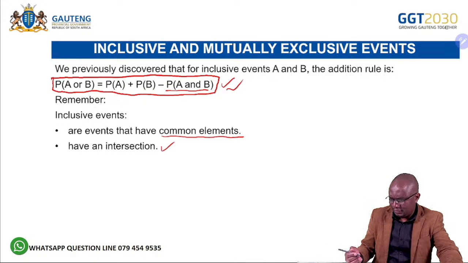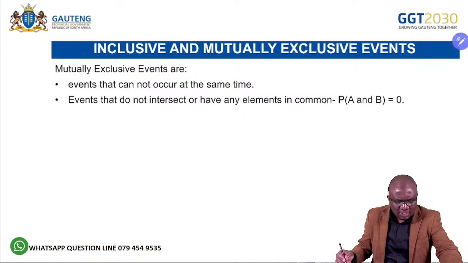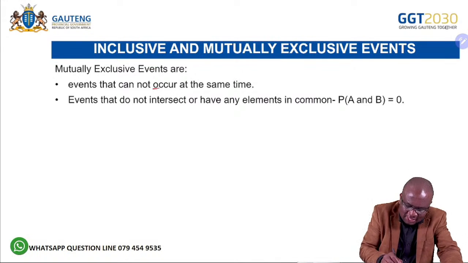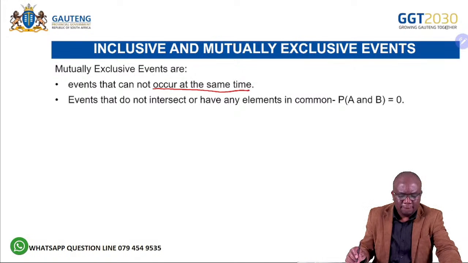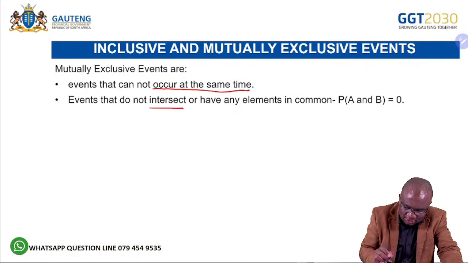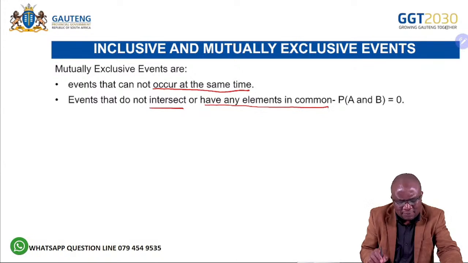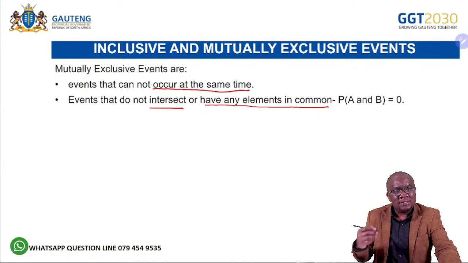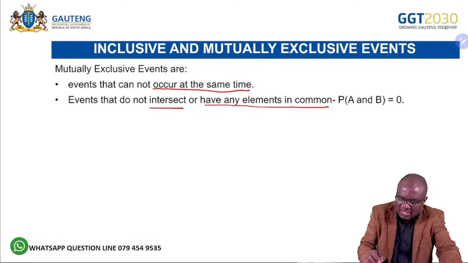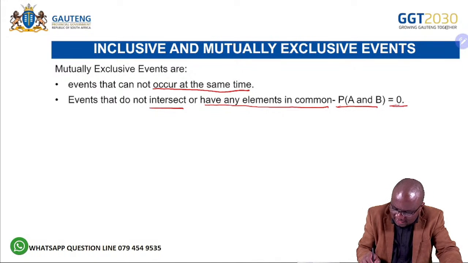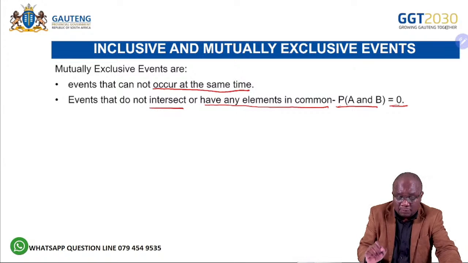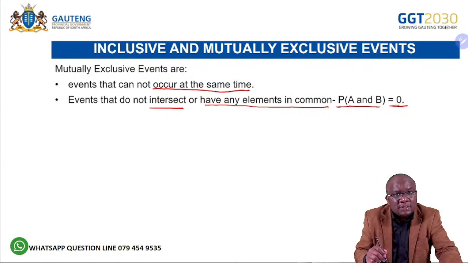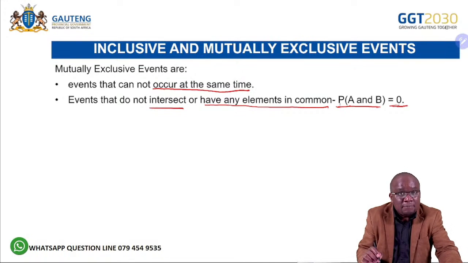Let's find out. So mutually exclusive events are events that cannot occur at the same time, events that do not intersect or have any elements in common. If we are using event A and event B, we're saying the probability of event A and B is equal to 0. You want to see P there, it means probability.